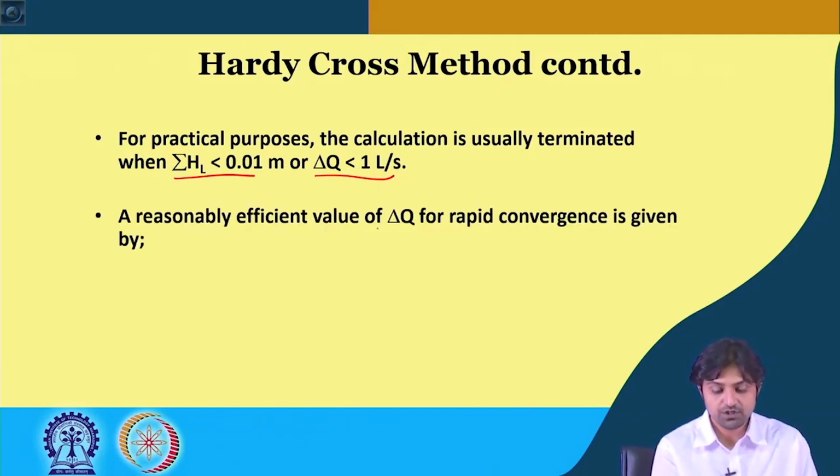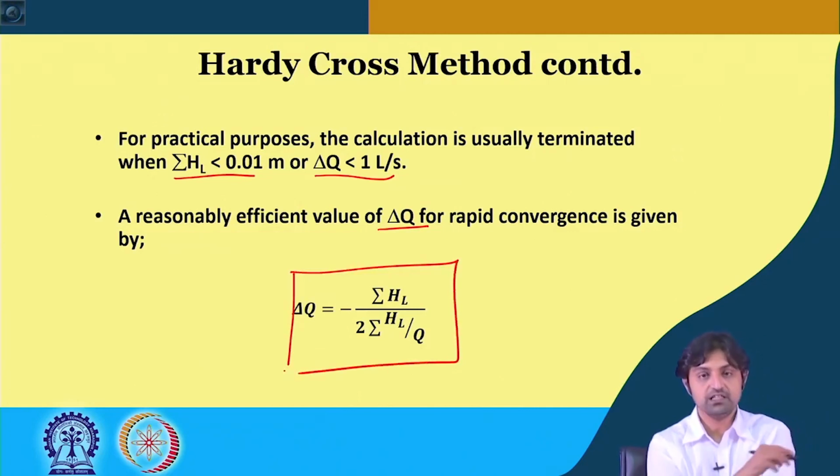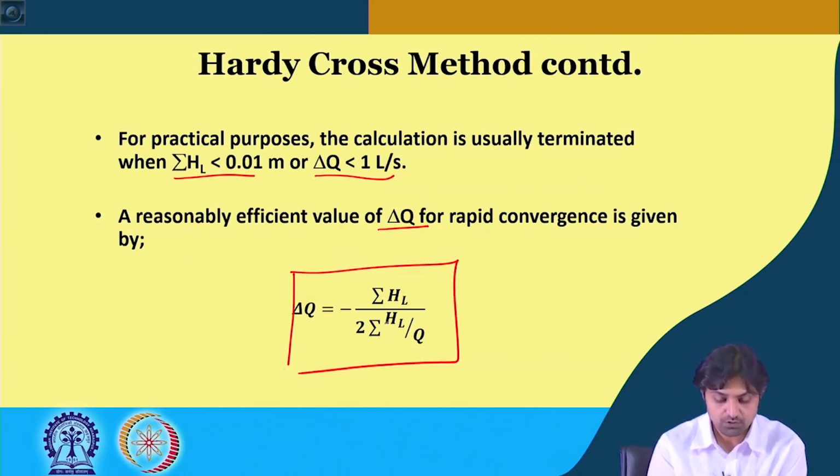So instead of 0, we go for a very small quantity. A reasonable and efficient value of delta Q for rapid convergence is given by this. This thing you have to remember, delta Q is written as minus of sigma head losses divided by 2 sum of HL by Q. So for each pipe in the loop, we are going to calculate head losses and do the summation of it. Not only are we going to calculate HL, but also the value of HL by Q, because if the sigma head loss is not coming 0, we will need that value later.